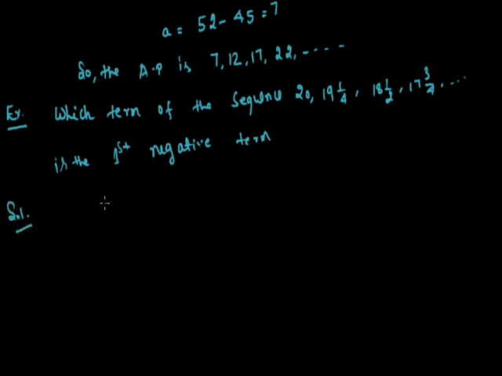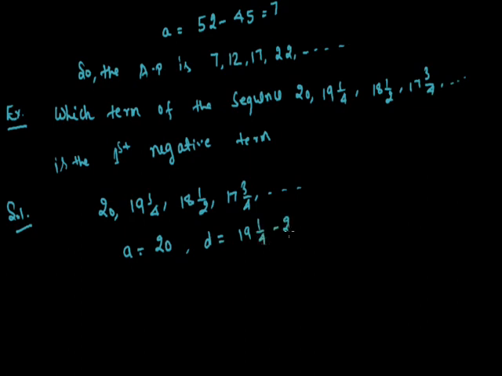Now solution. Sequence is 20, 19 1/4, 18 1/2, 17 3/4, and so on. Here the first term of this AP is 20 and the common difference is 19 1/4 minus 20, which is equal to minus 3/4. Here the common difference is minus 3/4.